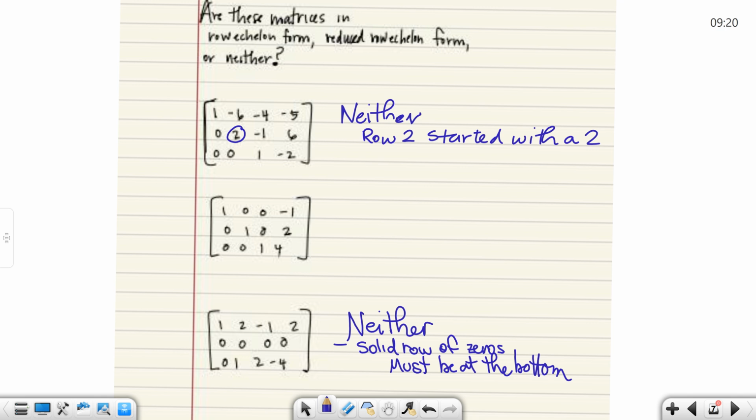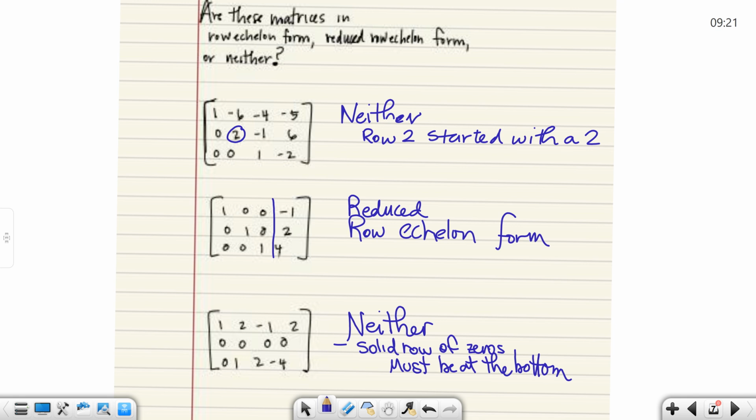All right, so then we have the one in the middle. Now I like to put my equals here. If we look at this one, every row started with a 1, great. Above and below every one there was a 0, great. So this one is called reduced row echelon form. And that's how that one would look.